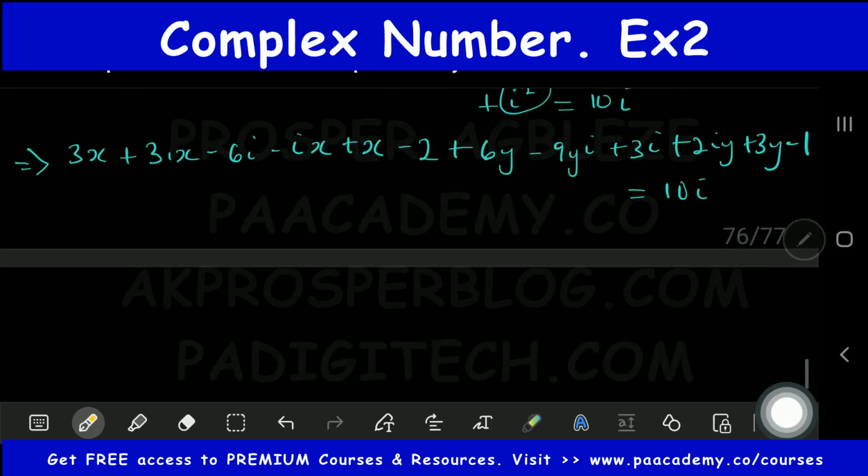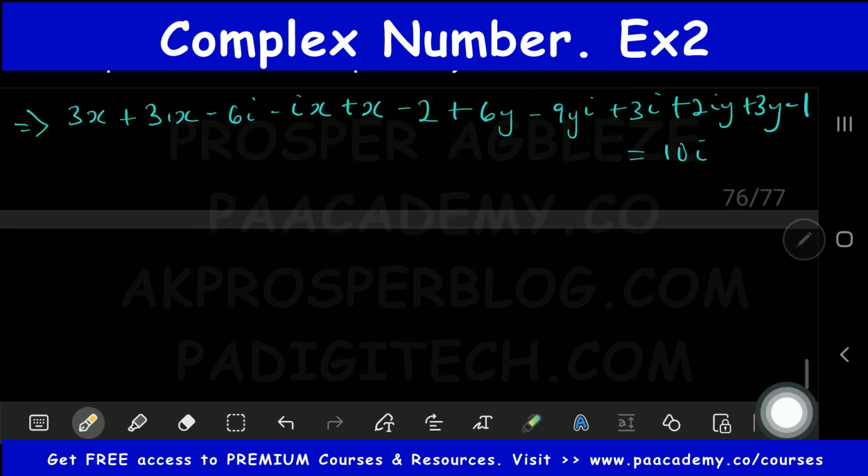So now what I want to do is separate the equation into the real part and the imaginary part. So let me do that here, that for the real part. The real parts are the ones without the i. So this is real. This is also real. So we are having 3x plus x, another real, this is another real part. This is a real part. And then this is also real.